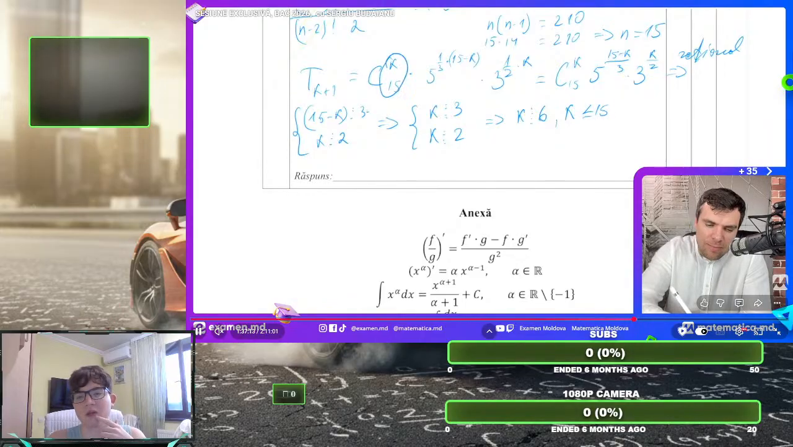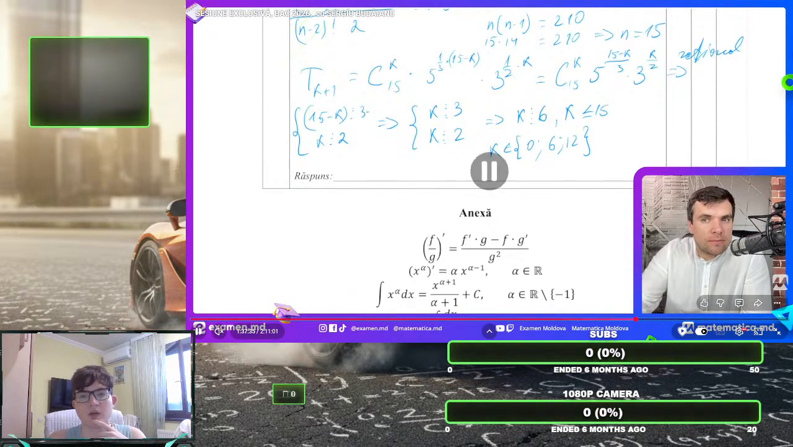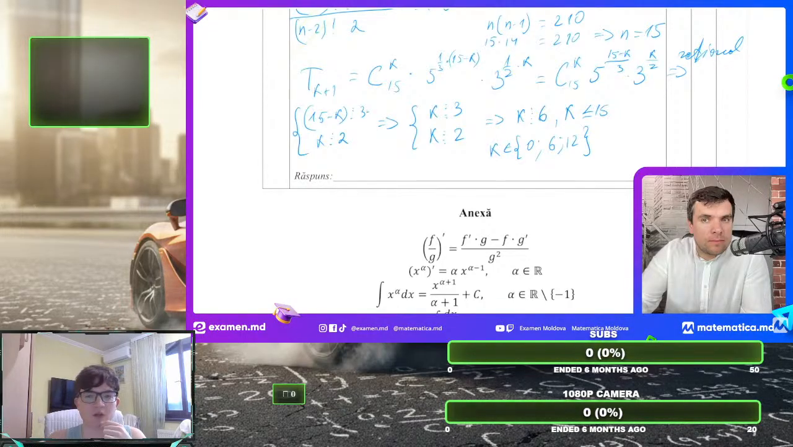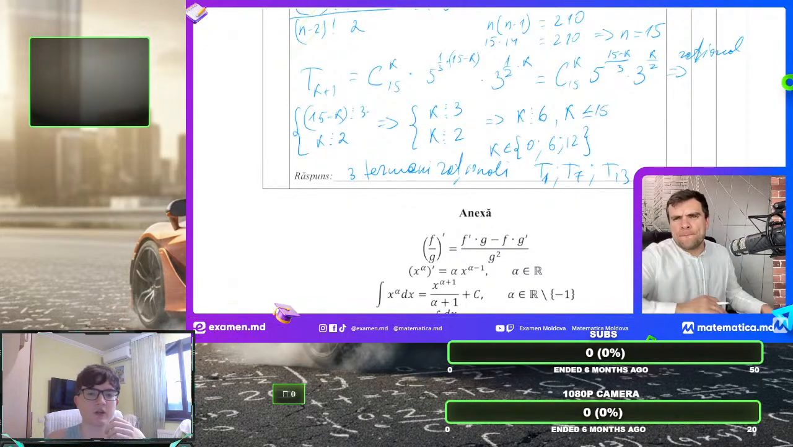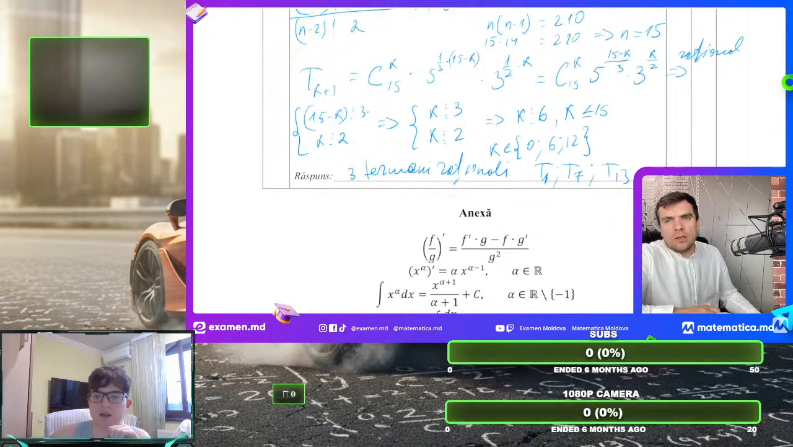So k is divisible by 6, and k is smaller or equal to 15, so it can also be 12, that also matches, and it can also be 0. I don't know why 0, because is 0 divisible by 2? So it's actually 0, 6, or 12, so you do 0 plus 1, that's t1, t7, and t13, so 3 rational terms. This one's pretty tricky.